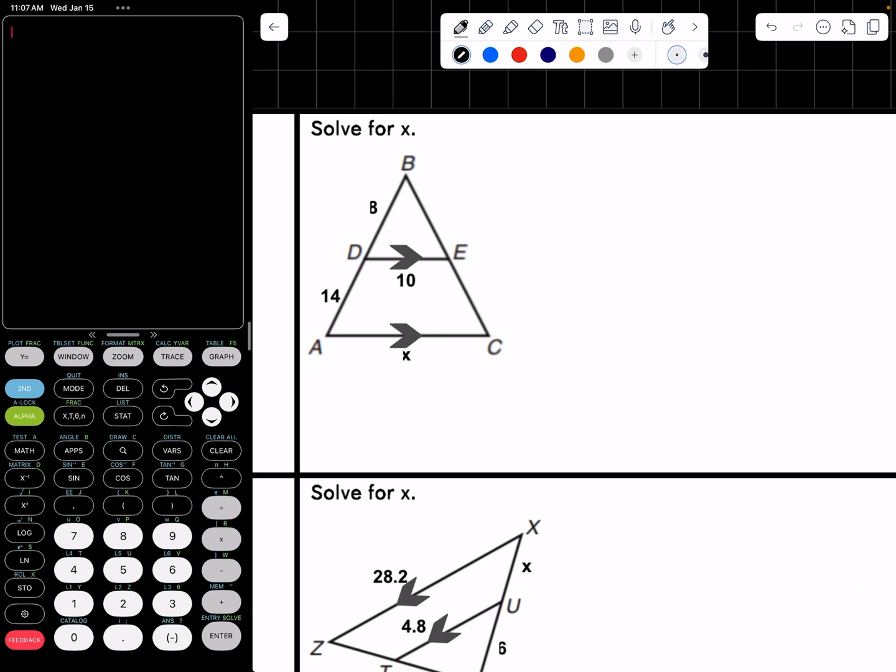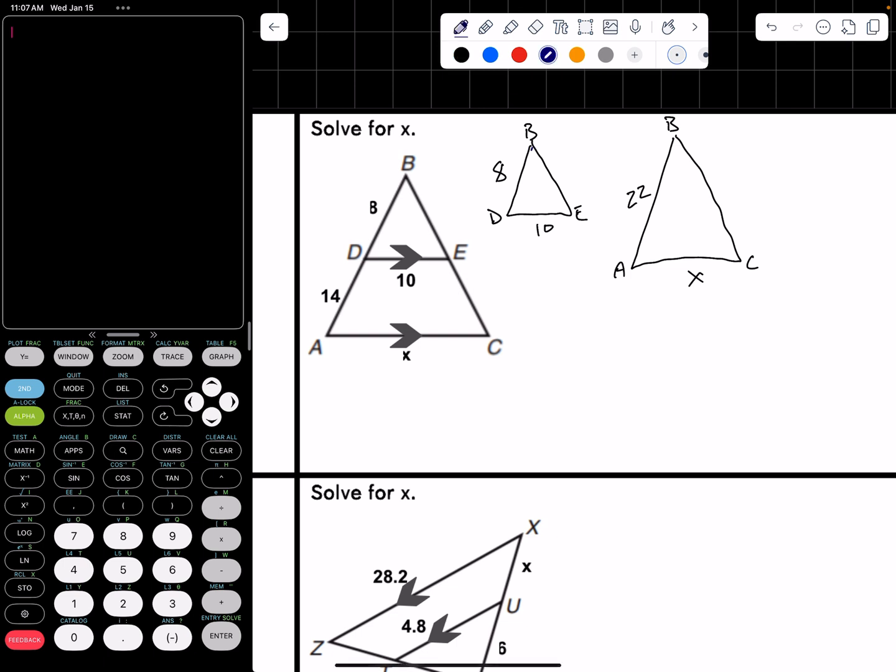Big thing, draw our two separate triangles. So we have BDE with 8 and 10. We also have BAC. Okay, now notice this is X. This side is not 14. AB is not 14. AB is going to be 8 plus 14, which is going to be 22. And now I can set up my proportion.